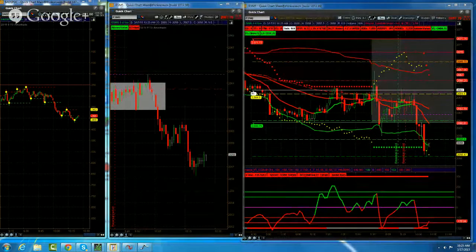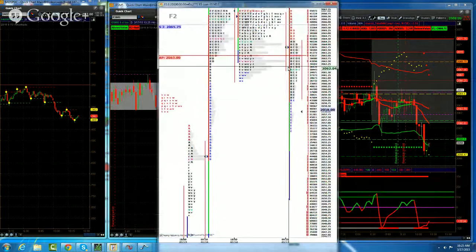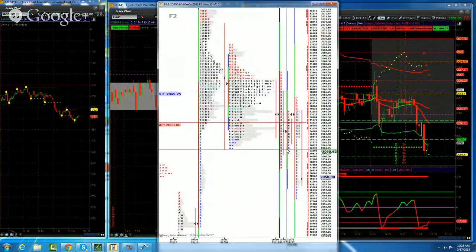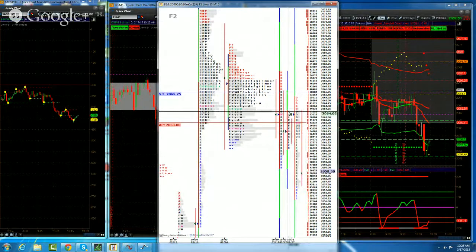Where do you get the mode currently? Where do I have the mode currently? It is right up here, 2063, 2063 even. And that's moved around a couple times today, I think. It was here, then here, and then here, 2064, and now it is at 2063 even.